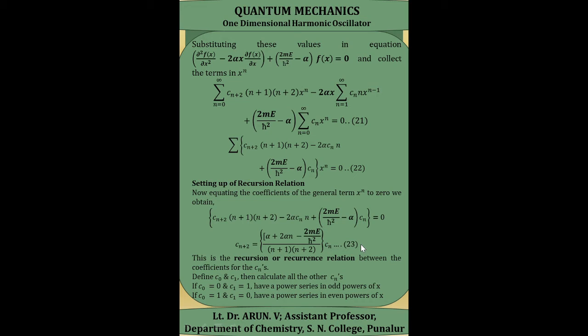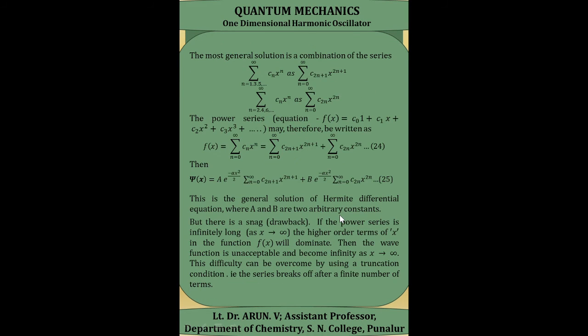Let us define c_0 and c_1, then calculate all other values of c_n. If c_0 is equal to 0 and c_1 is equal to 1, the power series is in the odd powers of x. If c_0 is equal to 1 and c_1 is equal to 0, we have the power series in even powers of x. So the most general solution is the combination series, and its solution is given by the odd series and the even series.